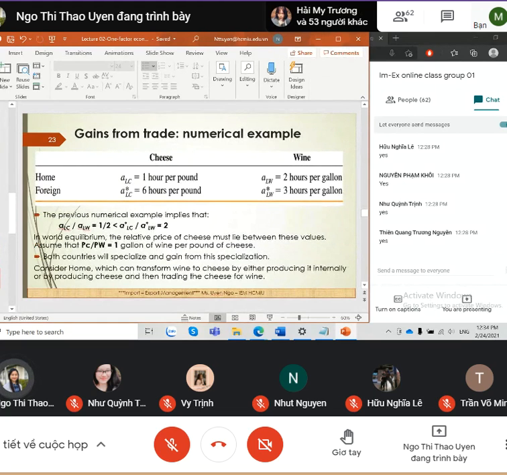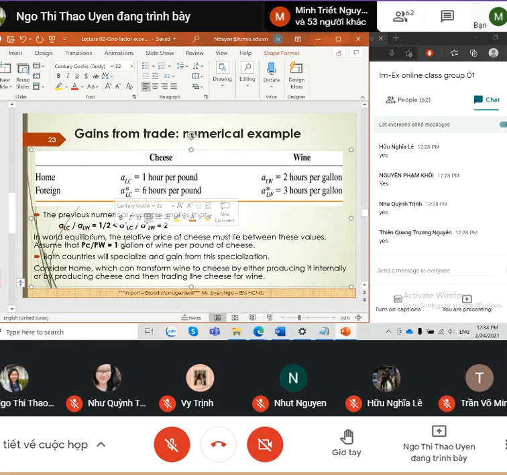We have a small numerical example for you to understand. Suppose, take a note, please. We can use these numbers to calculate later. Let's take a note. It takes home one hour to produce 1 pound of cheese, and it takes foreign 6 hours. It takes 2 hours for home to produce 1 gallon of wine and 3 hours for 1 gallon of wine in foreign.